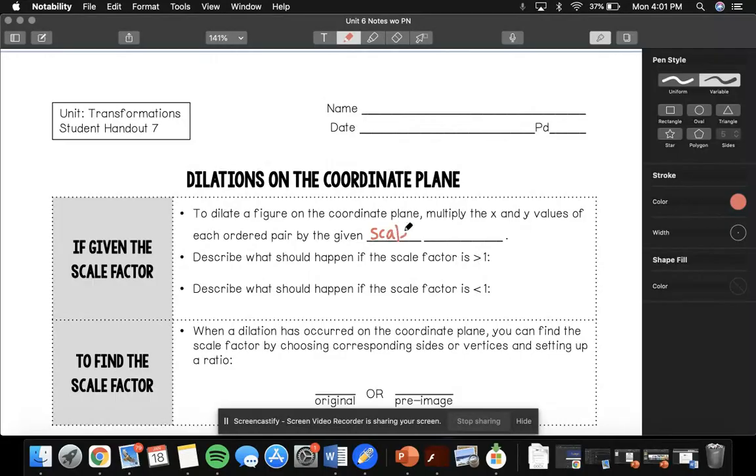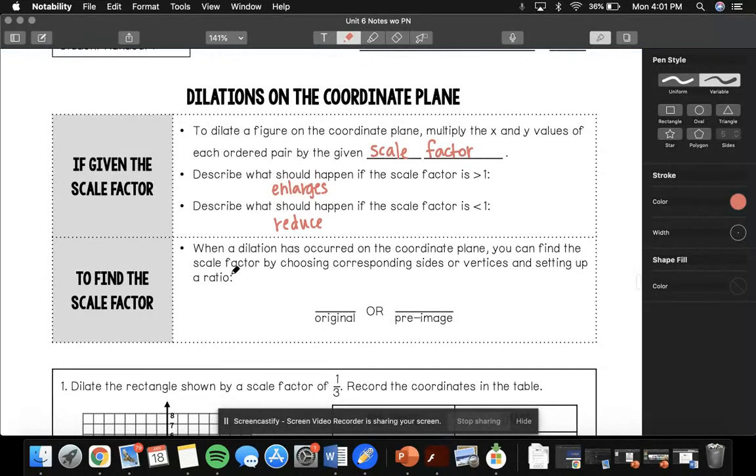Yesterday we talked about what a scale factor was and how it makes something larger or smaller, and that's how we make things larger or smaller on a coordinate plane. So if the scale factor is larger than 1, it enlarges the picture, or it makes it bigger. If it's smaller than 1, it will reduce the size. It'll make it smaller. Okay.